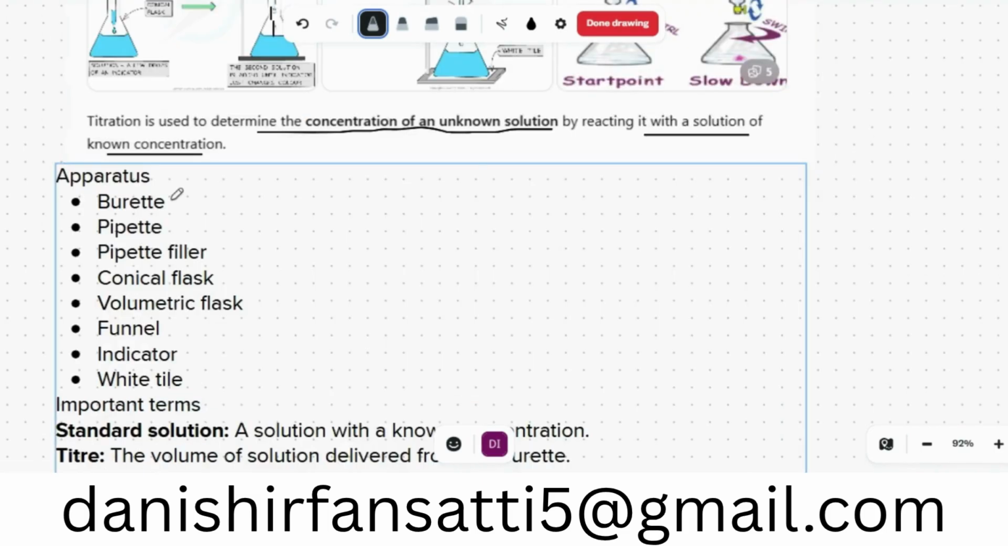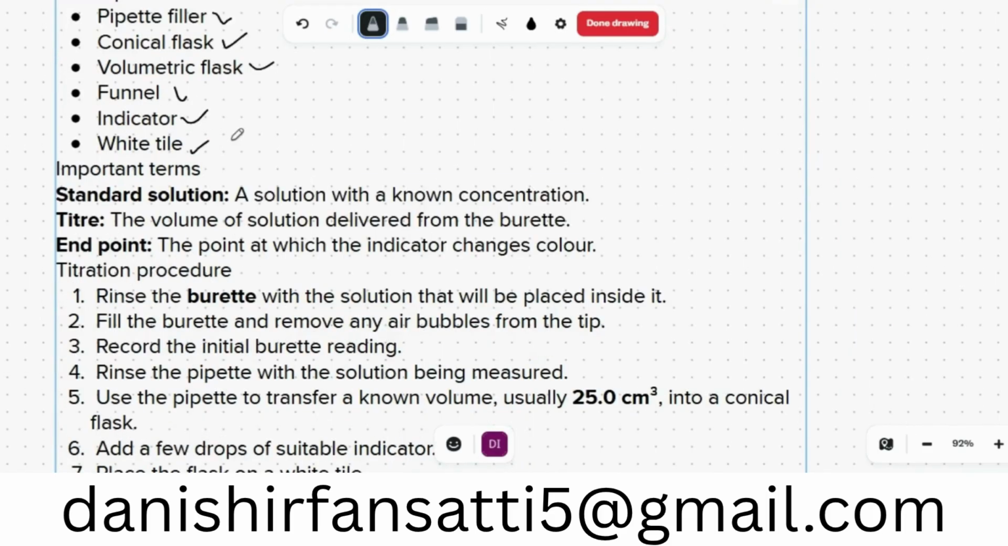Okay, the apparatus you can see: burette, pipette filler, conical flask, volumetric flask, funnel, indicator, and white tile. Okay. Important terms. Standard solution: a solution of known concentration that we know. Titre: the volume of the solution delivered from the burette. Endpoint: the point at which the indicator changes color.